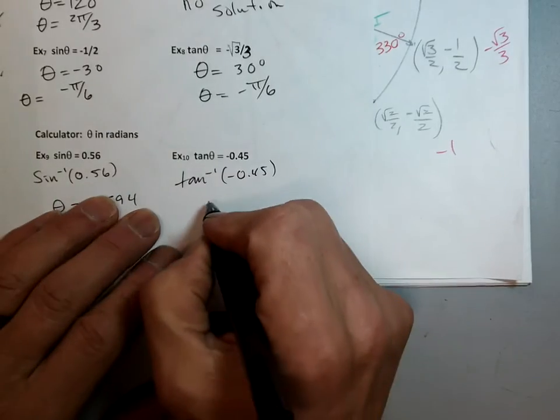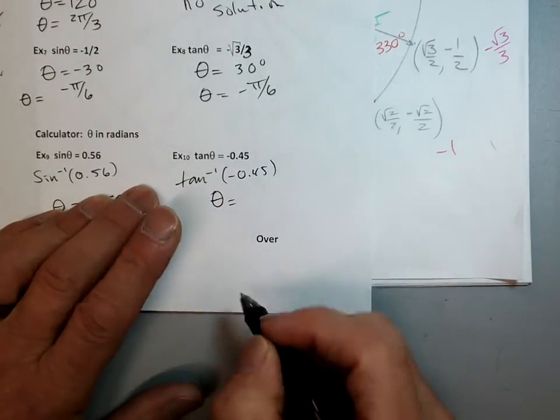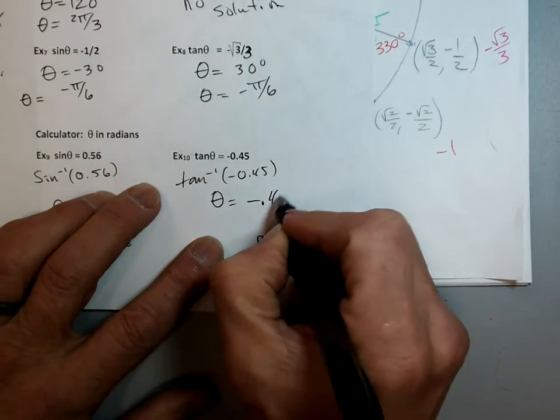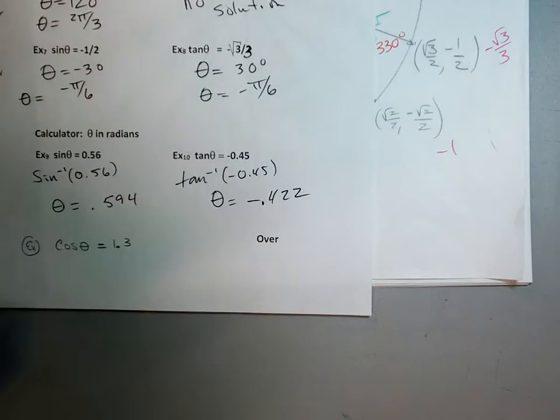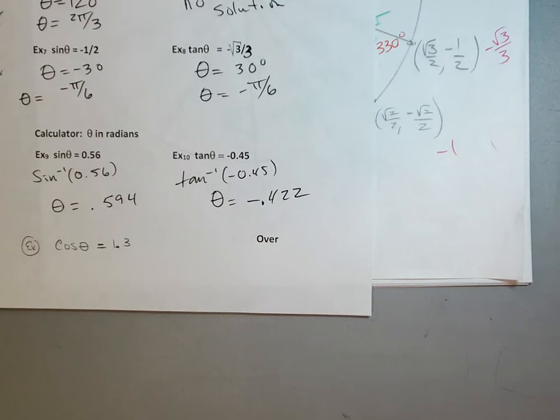Now negative makes sense because we've been getting negative answers, haven't we? Negative 0.422, which means the angle is down here. The angle down here is negative, right? Okay. Yeah, it's easy. All you're doing is just using your calculator.